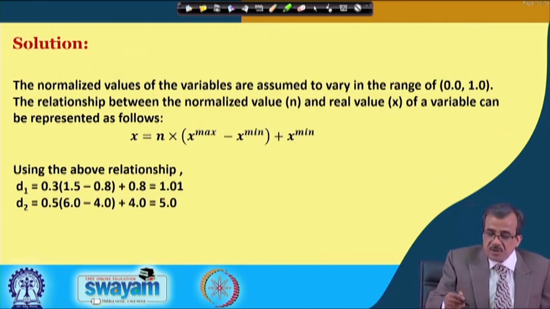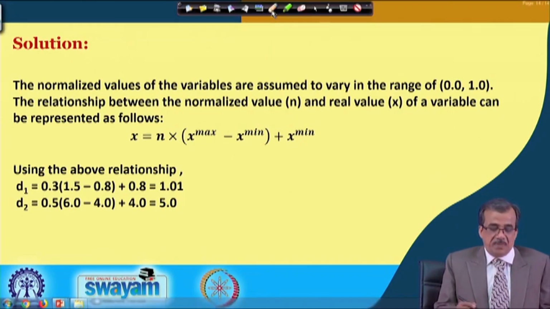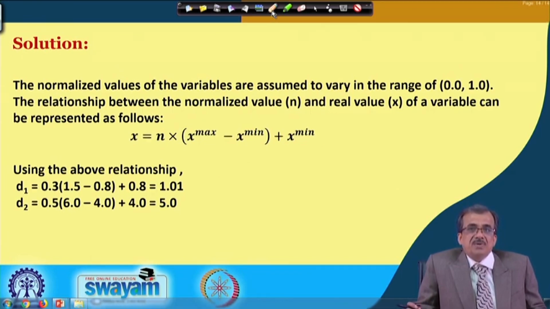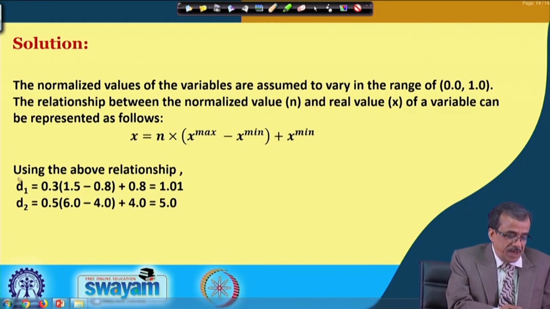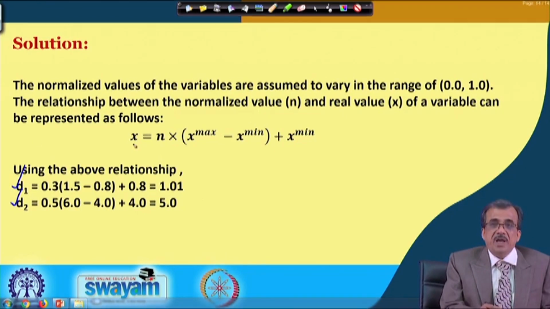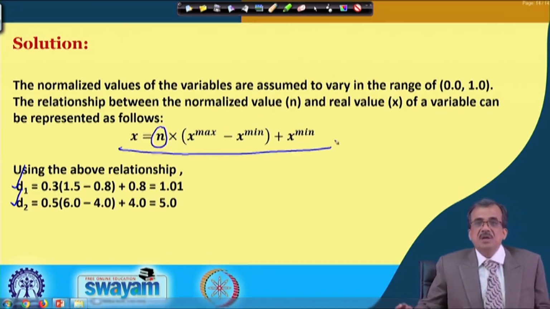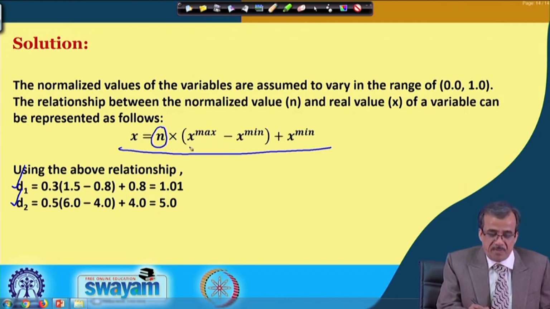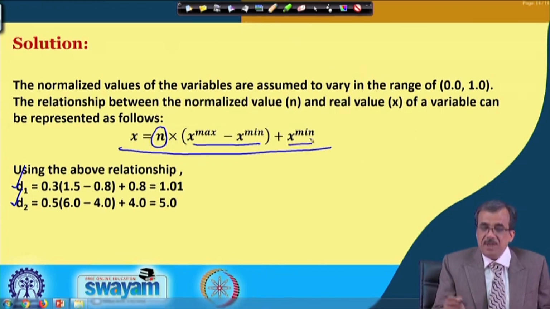Now, let us concentrate on the solution of this numerical example. As I told, the first thing we have to do is, corresponding to the normalized values of the connecting weights, find out the real values for D1 and D2. To find the real value from the normalized value, denoted by n, we use this formula. It is very simple: x equals n multiplied by (x max minus x minimum) plus x minimum.